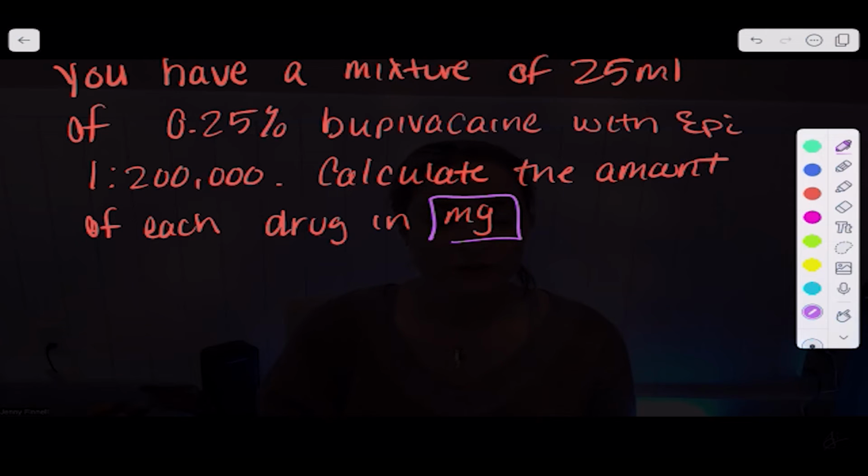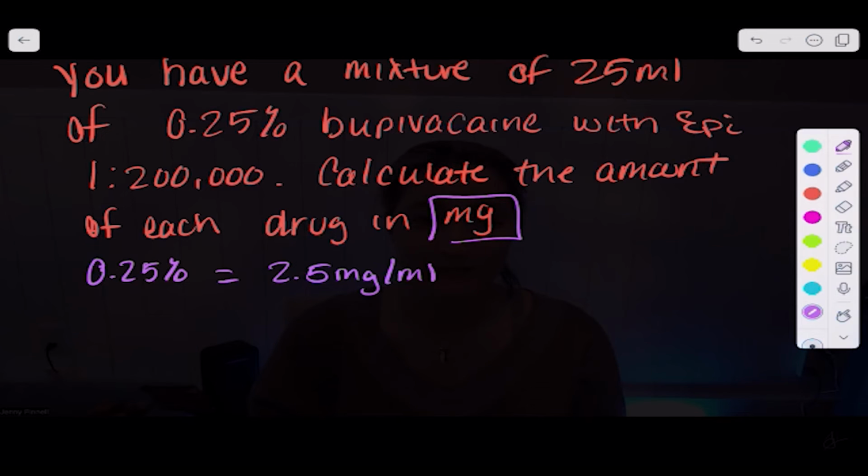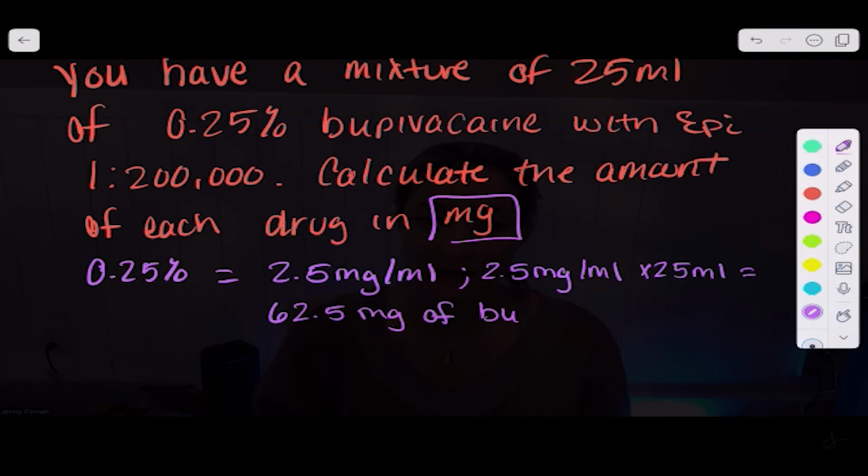So first, you again have 0.25% of bupivacaine, which is 2.5 milligrams per ml. And again, in order to do that, you just move the decimal place over by one spot. So any percentage you have, you move it over by one spot and you get the milligrams per ml. And again, you're looking at 2.5 milligrams per ml times 25 mLs, which equals 62.5 milligrams of bupivacaine.